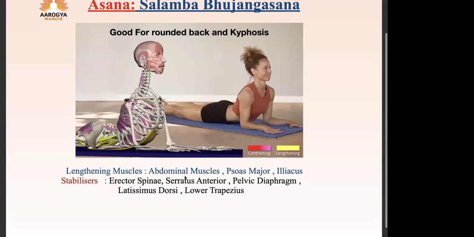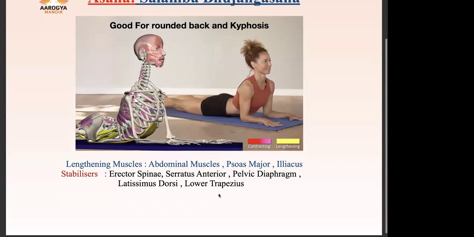Of course, the lengthening muscles are clear: the abdominals, psoas major and iliacus. So by now, one thing is clear. In most of the backward bending postures, the abdominals, psoas major and iliacus are getting stretched. In most backward bending postures, you find the erector spinae group of muscles getting contracted, and some muscles act as stabilizers. Right here, latissimus dorsi and lower trapezius are acting as stabilizers.